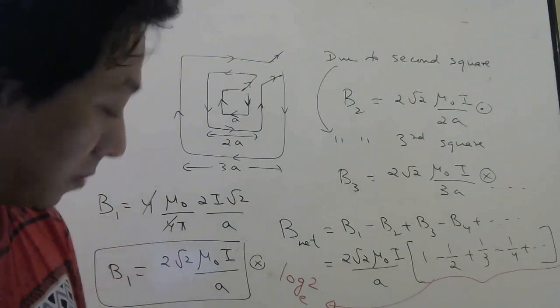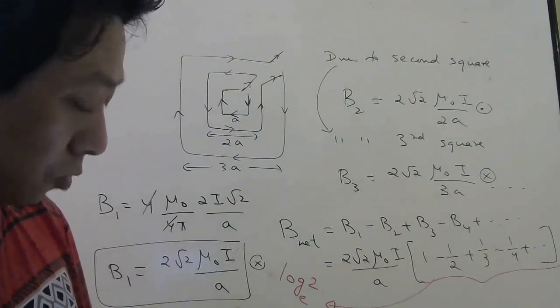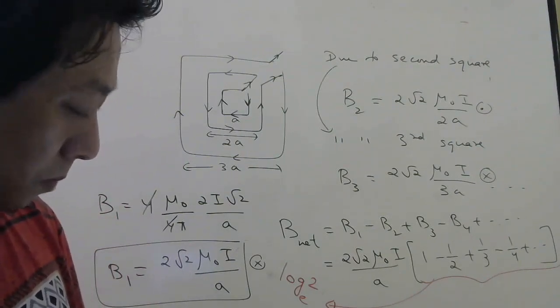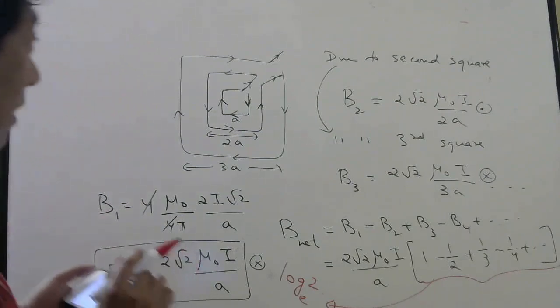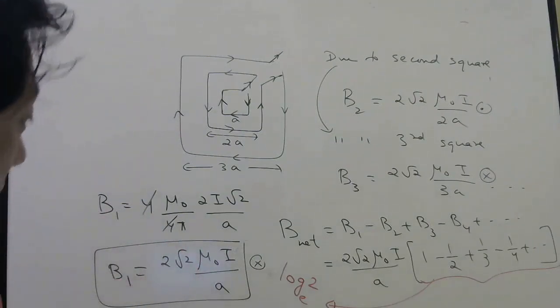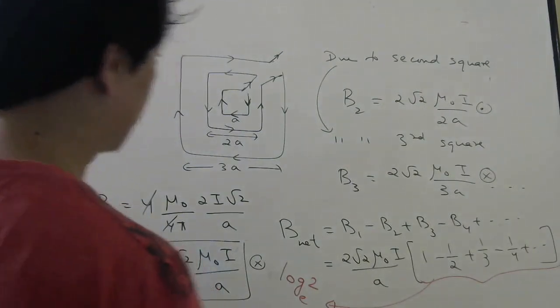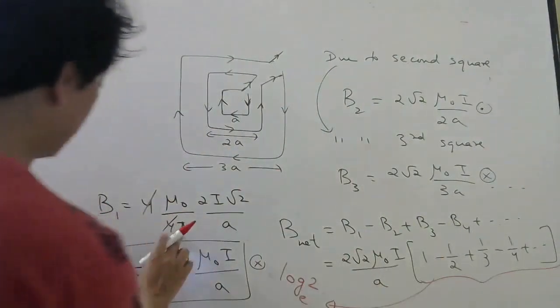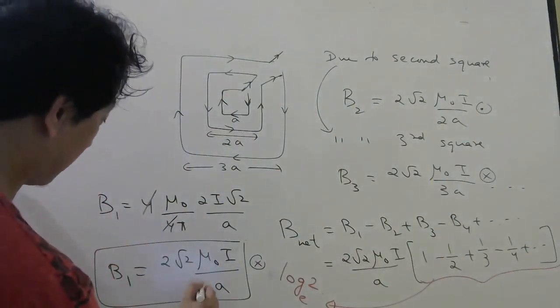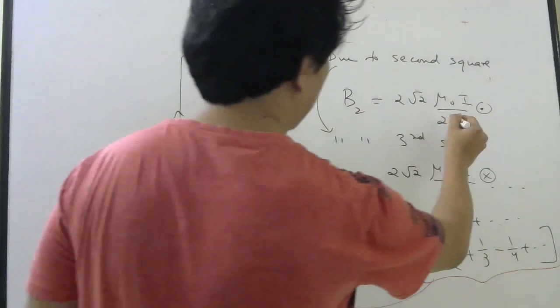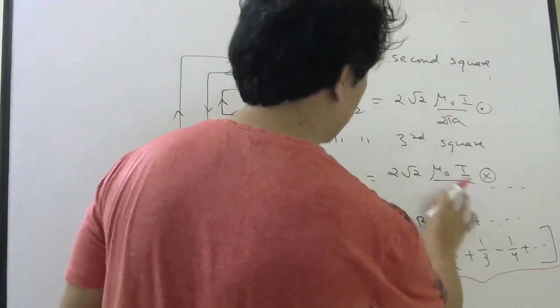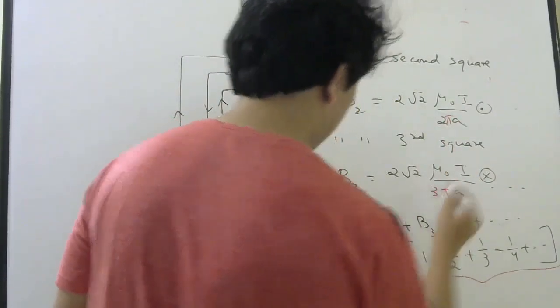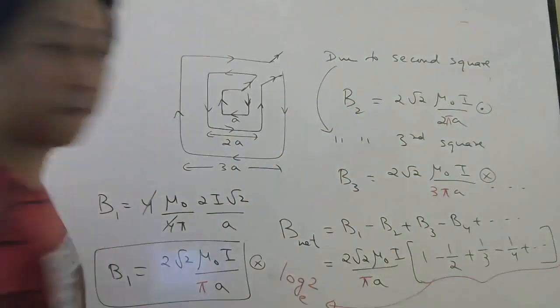So the option will be 2 root 2 mu naught I by pi A. Pi A, how come pi A? Oh yes, there has to be pi because there is pi here. See, mu naught by 4 pi. So there is pi here, and here also pi will be there. Here also pi will be there. Right? So I missed pi A.